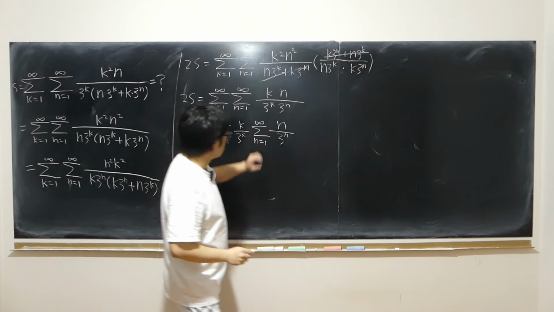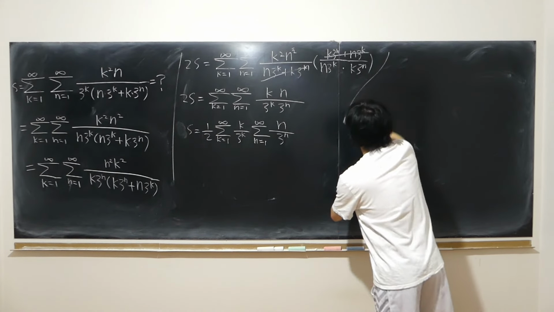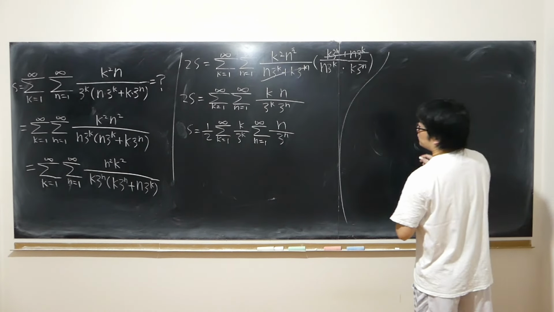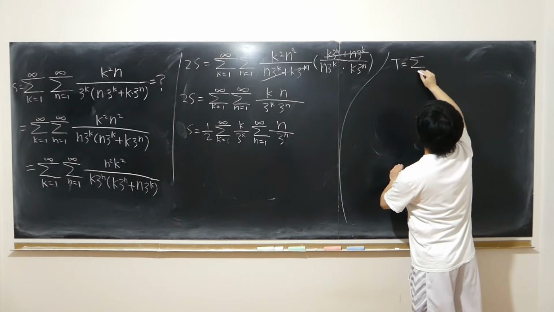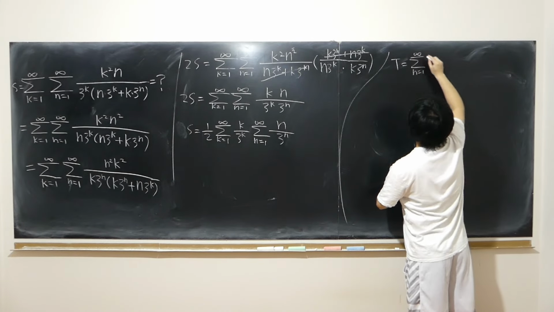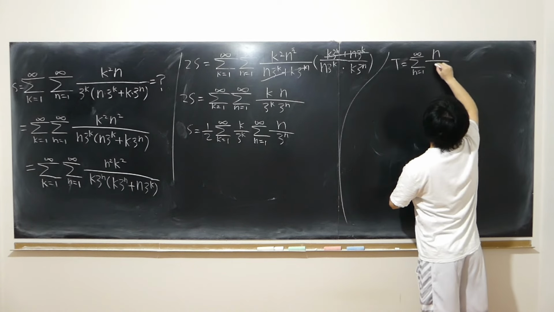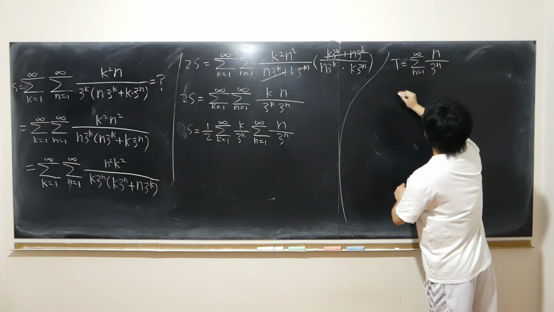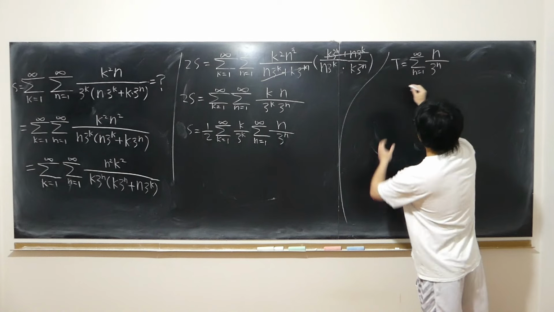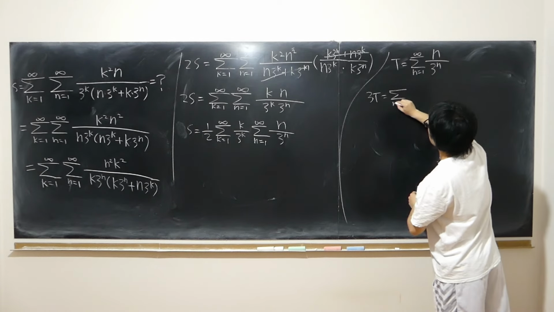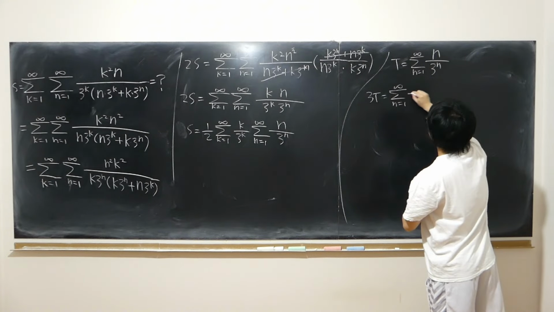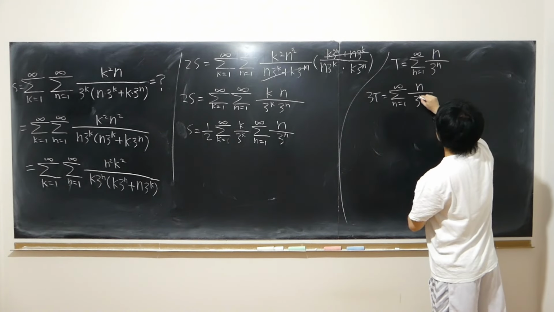And this should be easy to work out, right? Since t equal to the sum n from 1 to infinity of n over 3 to the n, since I multiply 3 on both sides, 3t is equal to the sum n from 1 to infinity, n over 3 to the n minus 1.